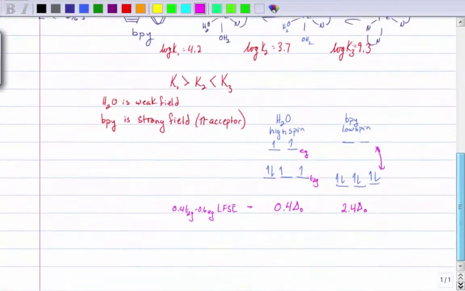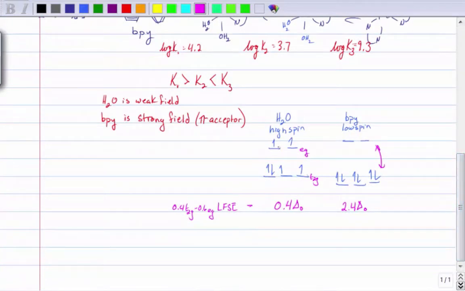So that change in electronic structure is very favorable, and it's enough to drive that third equilibrium forward. Okay. There is another effect that contributes to the stability of metal complexes, and it's called the chelate and macrocycle effect.